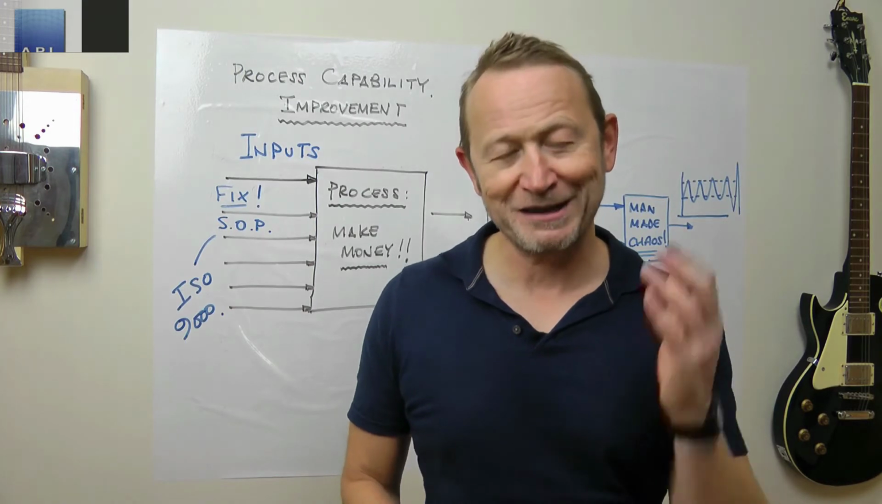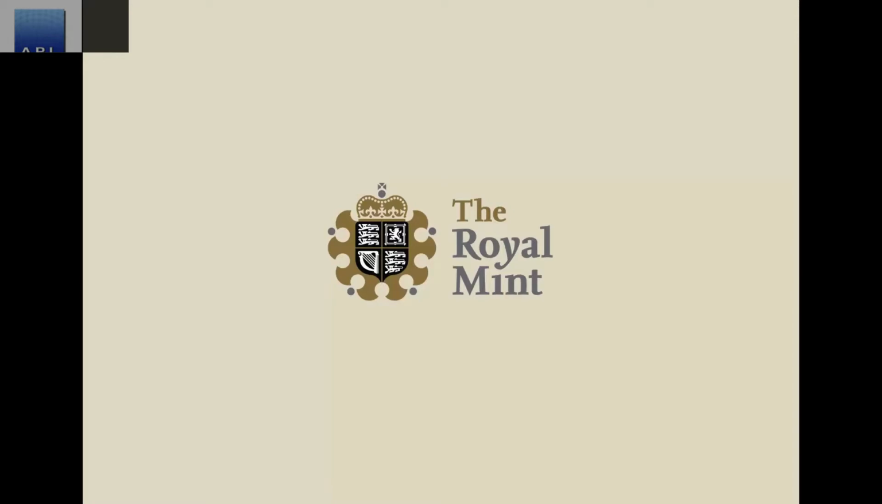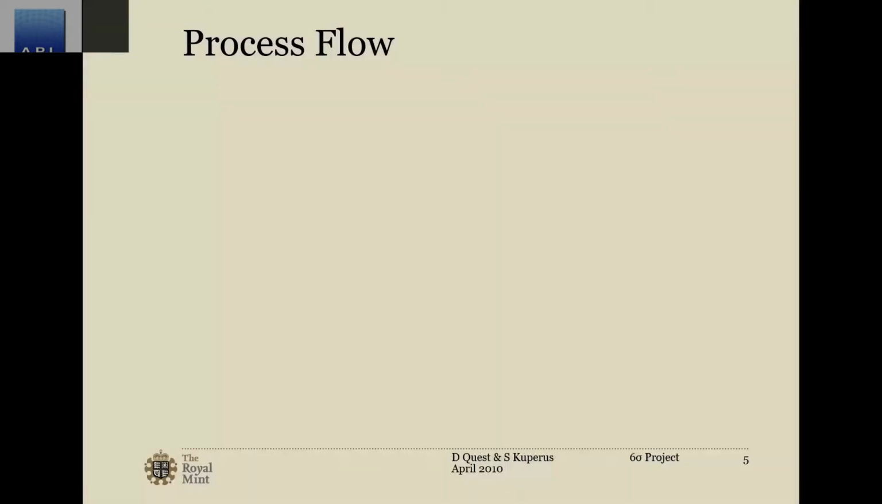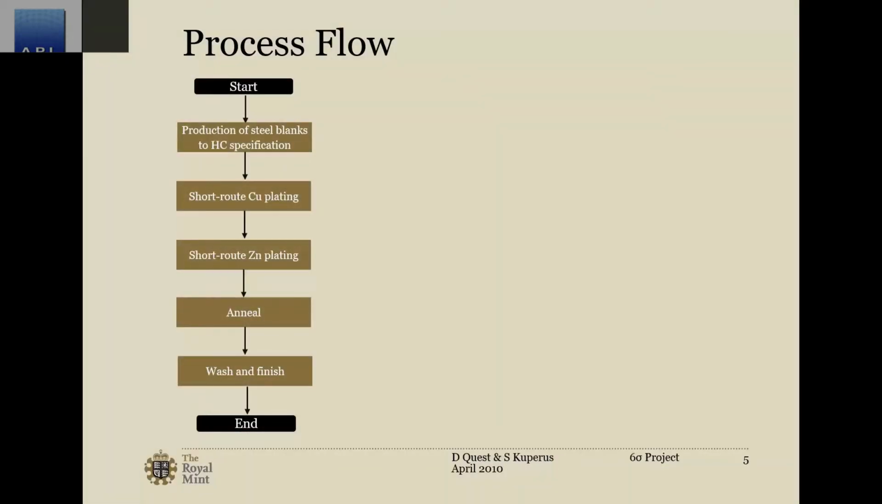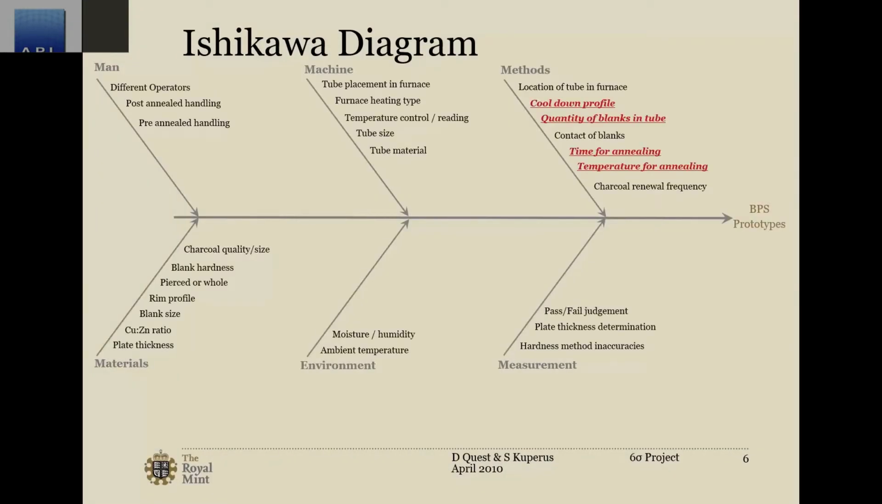Let's take a look at case study after case study. Okay, here's case study number 1. It's the Royal Mint. This is an annealing process. So let's have a look. Process flow, cause and effect. They identify the variables. They identify things that they're going to control. They go away and they put controls in place for these wild variables.